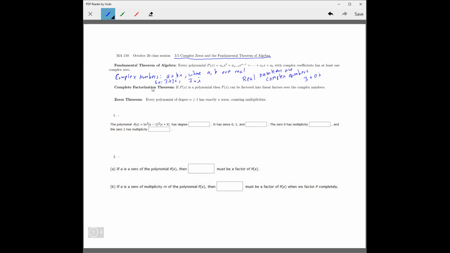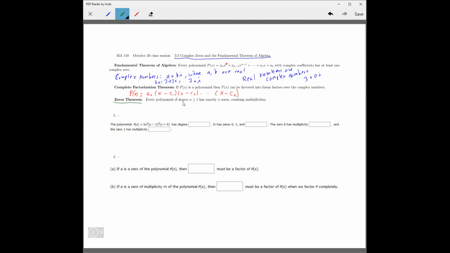And in fact, if you go to the second part, the complete factorization theorem: if p of x is a polynomial, then p of x can be factored into linear factors over complex numbers. So what that means is, if you have a polynomial like this, p of x is going to be the leading coefficient times x minus c1 times x minus c2, and so on, x minus cn. Oh, this should be an n right here. Essentially, such a polynomial can be factored like this.